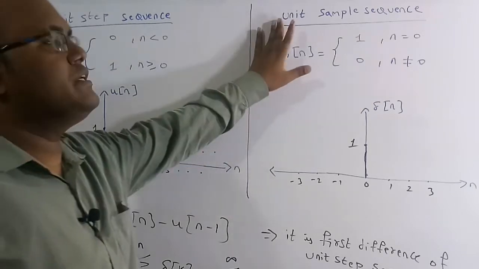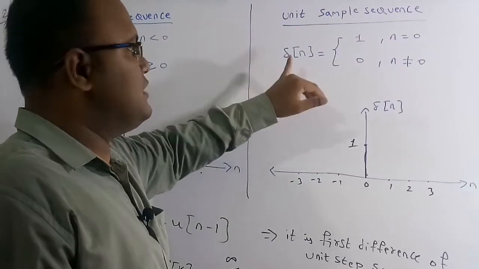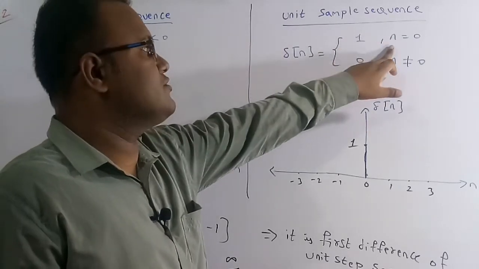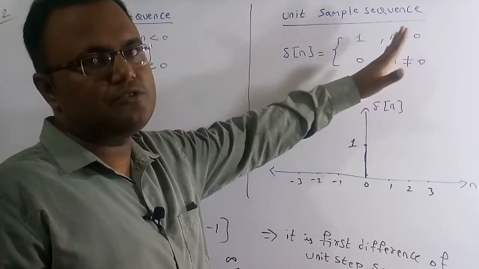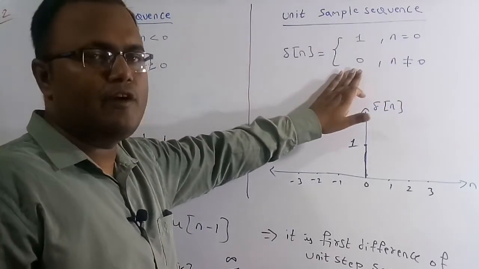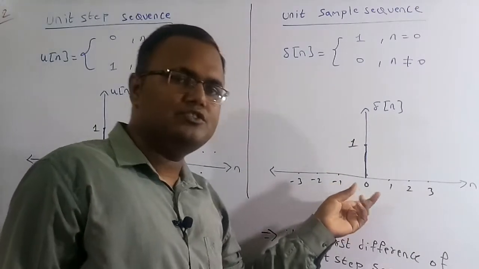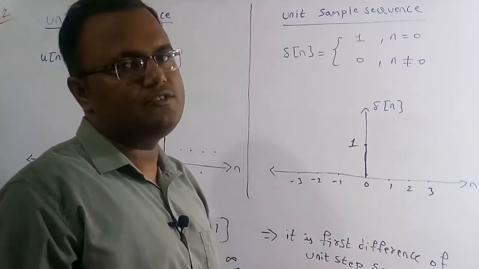Similarly, the unit sample sequence is nothing but the impulse signal. So delta of n is equal to 1 for n equal to 0, and it is going to have a value of 0 for n not equal to 0. Means except 0, all other values are 0, and this is the graph of delta of n. So at n equal to 0, we are going to get the value 1, and at all other instances its value is 0.